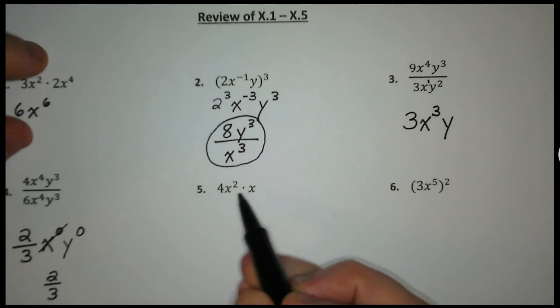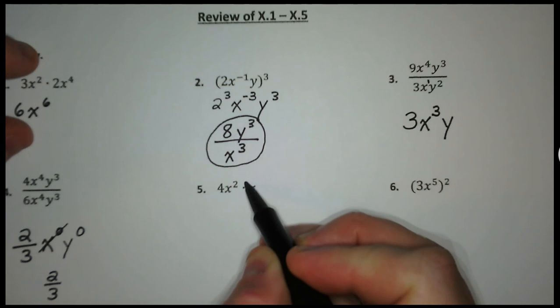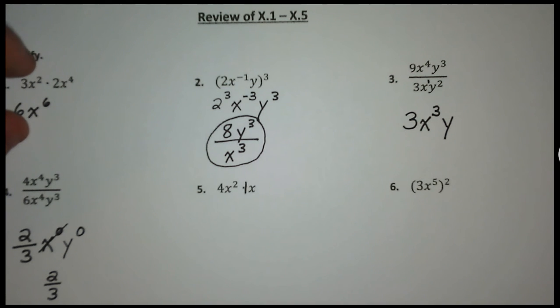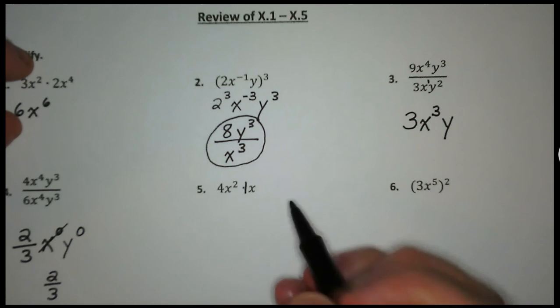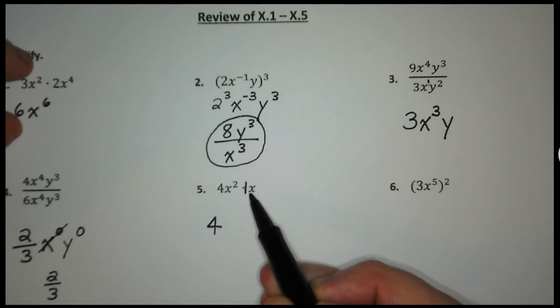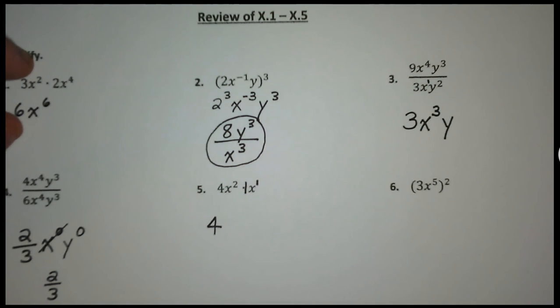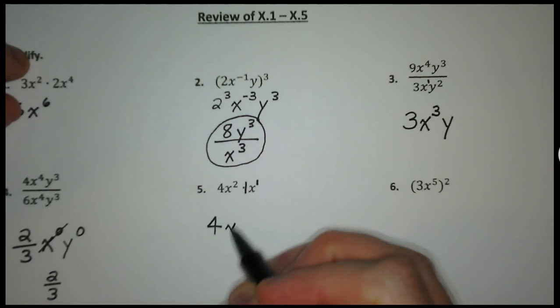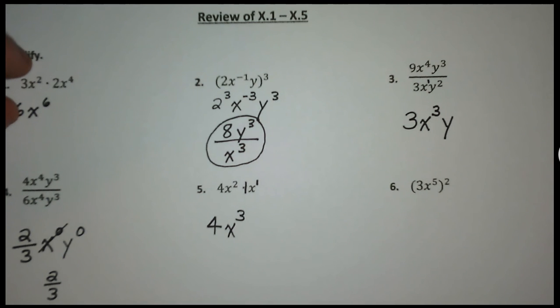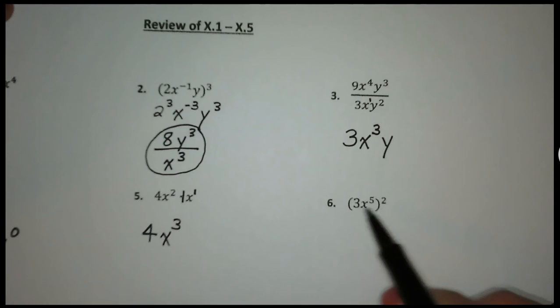Number 5, 4 times, well, there's nothing really there to multiply the 4 with. I mean, technically there's a coefficient of 1 out in front, so whatever, but the bottom line is it's just going to be 4, and then x to the 2nd times x. What's x to the 2nd times x? Remember, there is technically a power of 1 there, and this is where you add the powers. Boom.